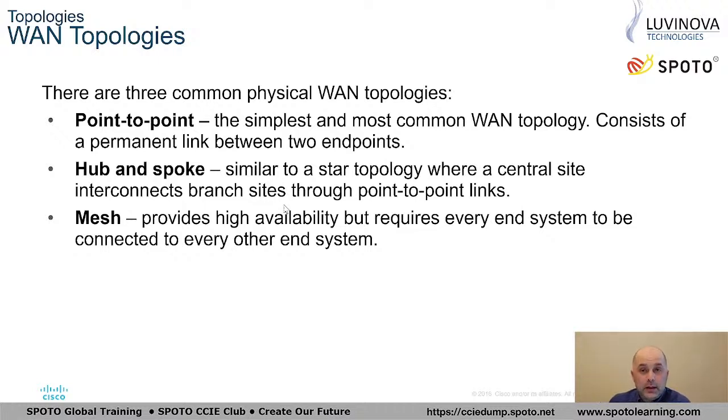Hub and spoke, similar to a star topology, is where a central site interconnects branch sites through point-to-point links. And mesh WAN technology provides high availability but requires every end system to be connected to every other end system. So basically here we have really good resilience and redundancy, because every system is connected to each other, and if one fails, another can provide the connection.